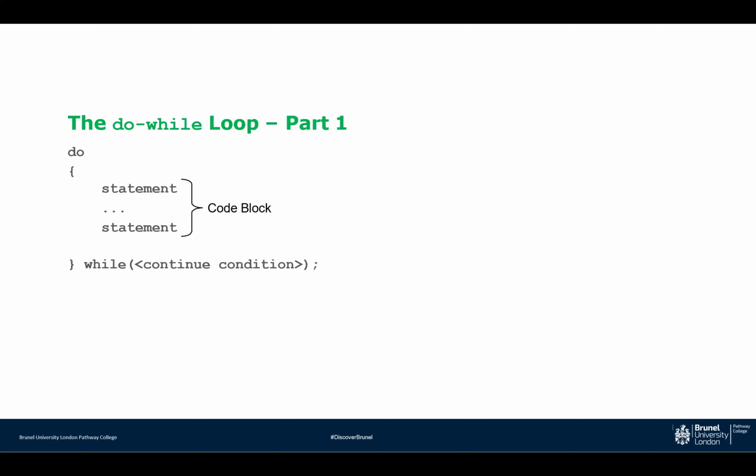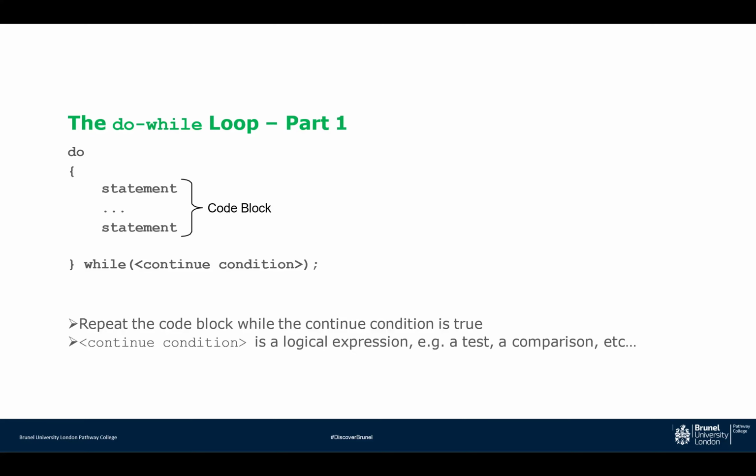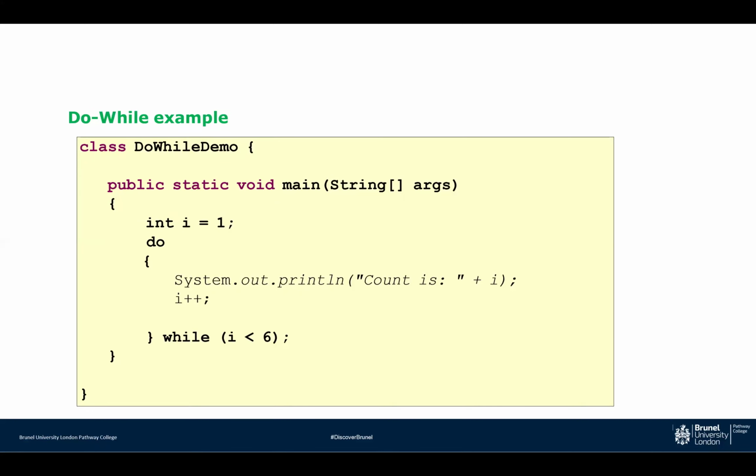So that's the general syntax for it. So do, we open curly bracket, and we write the code that we want to run. After that, close the bracket, and we write while and the condition. Repeat the block of code while the continue condition is true. It's a logical expression, it gives me true or false. And that's an example here. Do while loop. So if you know the answer, raise your hand.